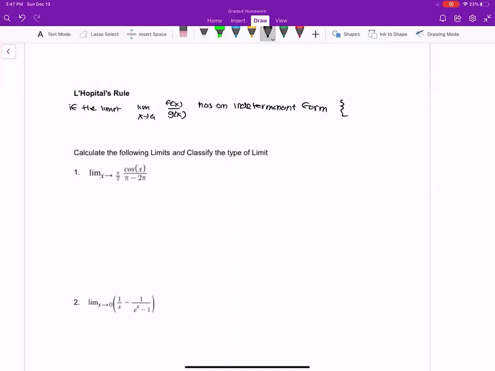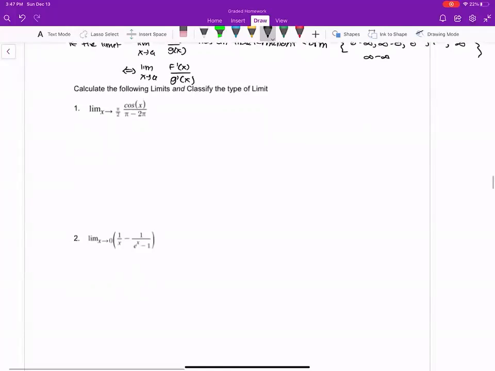Which is any of these forms: 0 times infinity, infinity times 0, 0 times 0, 1 over infinity, infinity over 0, infinity minus infinity. So if it has any of these forms, you could calculate that limit by taking the derivative of f of x and g of x, as x approaches a. So this would be f prime of x over g prime of x.